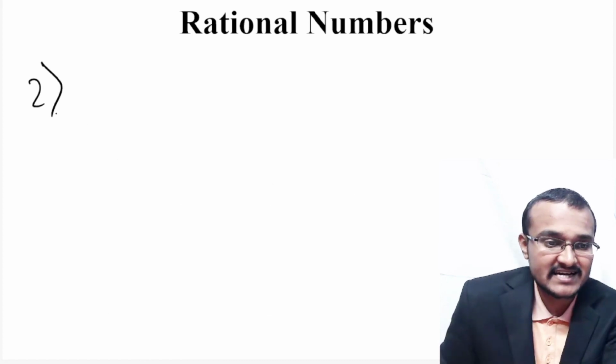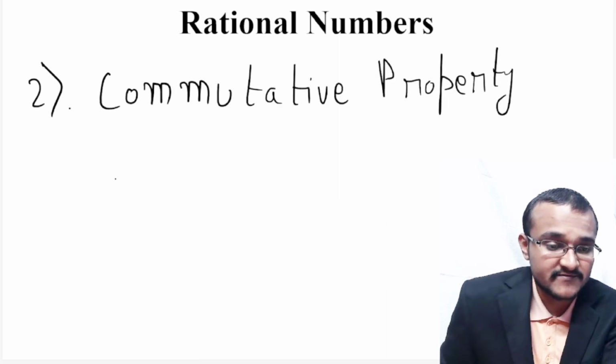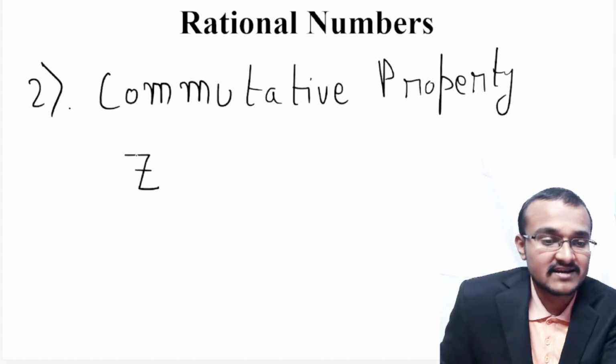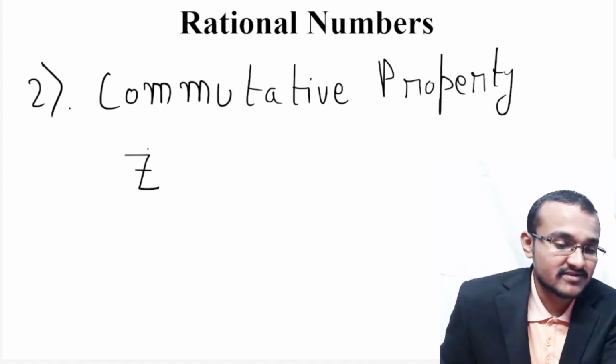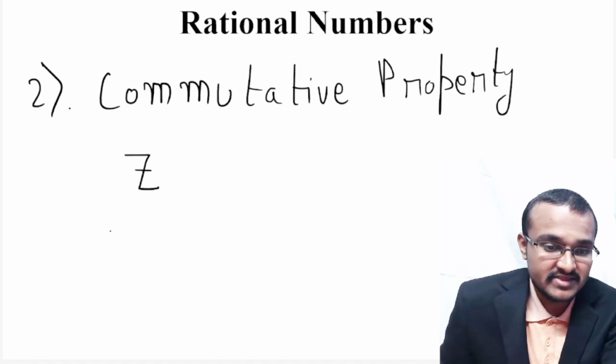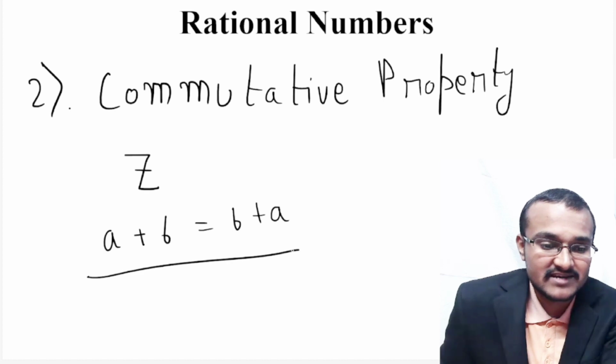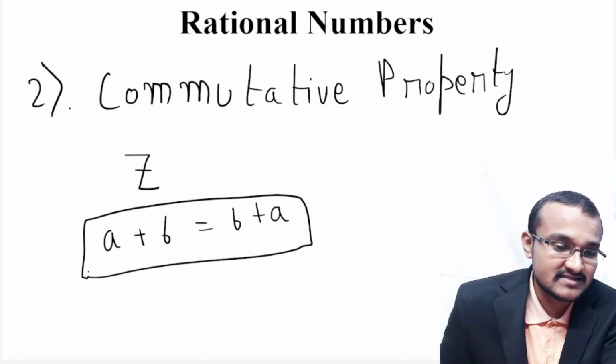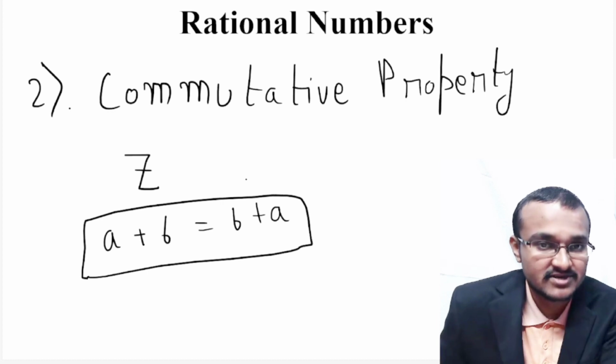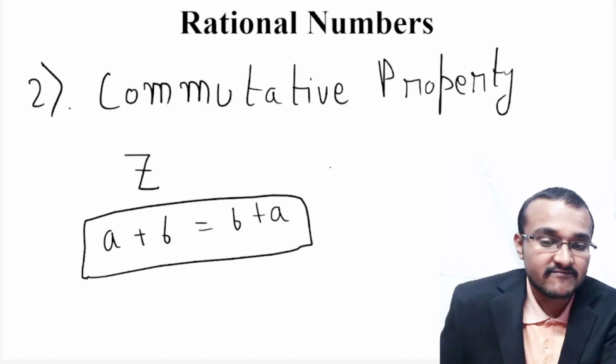Next we will move to the second property, that is the commutative property. So in commutative property, if you are considering a set, so let's say you have a set Z, like integers or whole numbers or natural numbers, any kind of set like that, then if A and B are interchanged, for example, if you are taking commutative property for addition, then A plus B should be equal to B plus A. Then only if this particular property is satisfied, then that particular set, like rational numbers, whole numbers or integers, will be satisfying commutative property for addition.